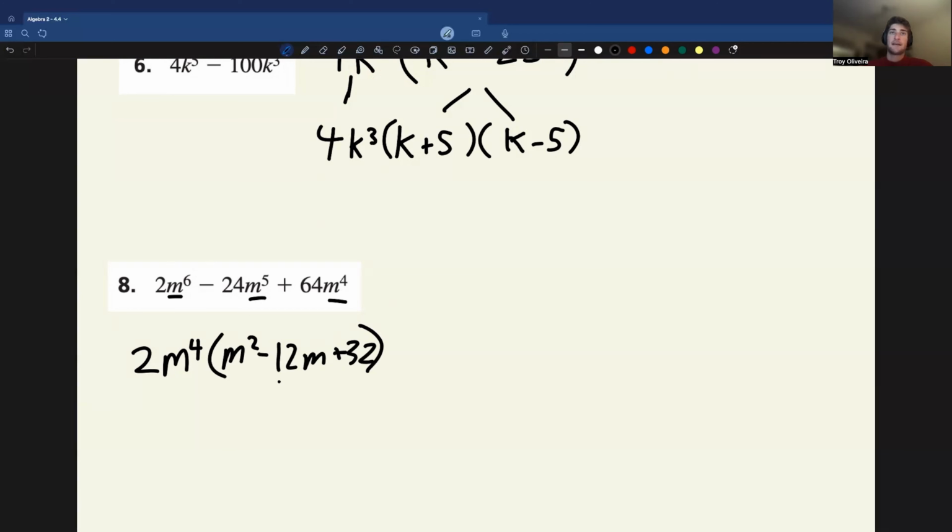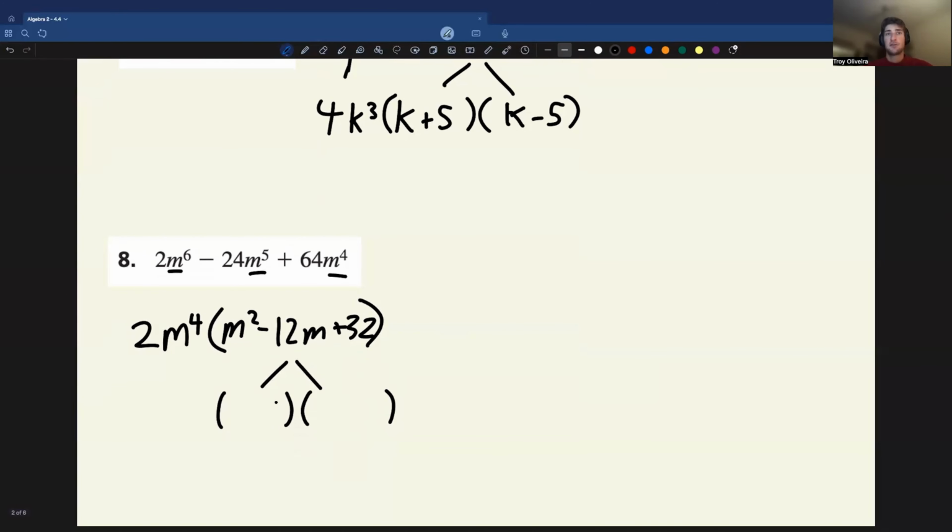Okay, and now I can factor that out using the x method. So I would be looking for two numbers that multiply to positive 32 and add to be negative 12. Well, I know that 8 and 4 multiply to be 32, but they add to be positive 12, so I can use negative 8 and negative 4. So m minus 8, m minus 4. And obviously you could use the x method on that just to kind of keep everything written down. But you don't always have to use the x method.